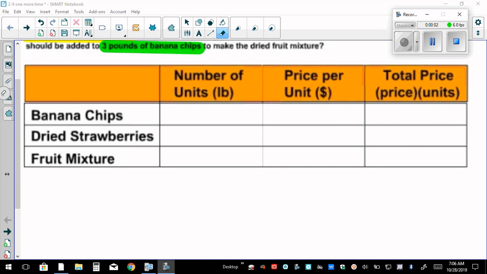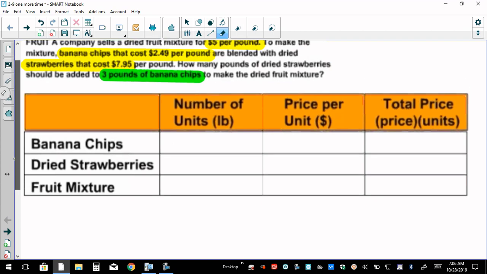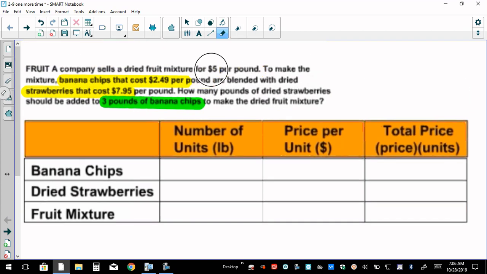Okay, guys, today we're going to look at weighted average problems and mixture problems. Before you get too caught up in all of the dialogue on these, I want you to go ahead and read through the whole problem and build this table right now before we start. So go ahead and draw this table somewhere in your notes. Label it banana chips, strawberries, fruit mixture, number of units, price per unit, and total price.